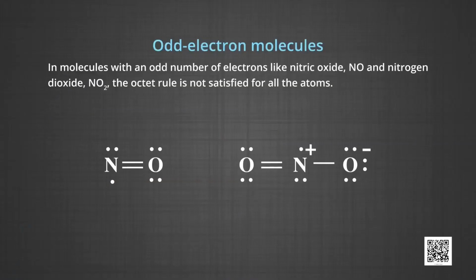Odd electron molecules. In molecules with an odd number of electrons like nitric oxide NO and nitrogen dioxide NO2, the octet rule is not satisfied for all the atoms. You can see from the figure.